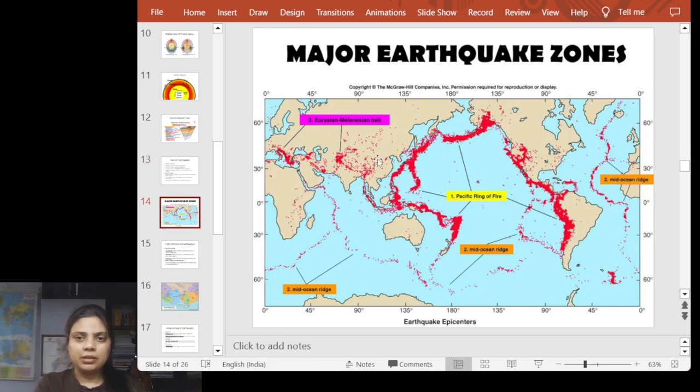This is the world picture, or I could say the epicenters of earthquakes, which I have given you here. You can make notes and use them in your mains answer writing. Especially you can see the maximum earthquake region is this region, the Pacific Ring of Fire. We can see the maximum occurrence of earthquakes here.